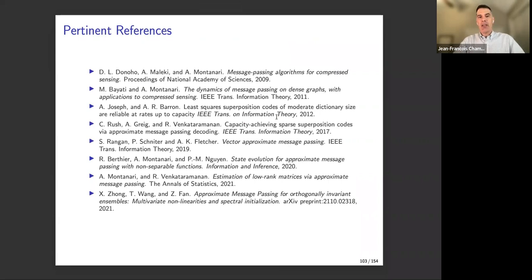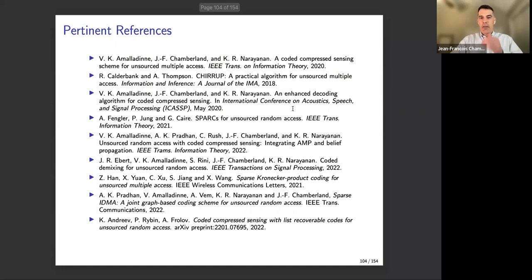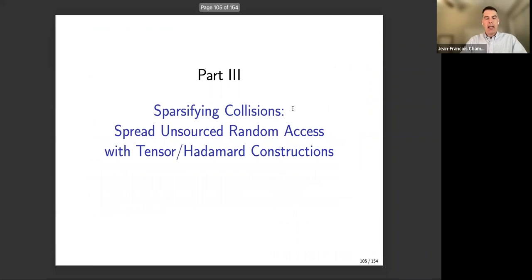Here are some of the many references that have to do with approximate message passing. And here are some of the references that have to do with data fragmentation. And I will pause for questions, because after that, we're going into the last construction of schemes for unsourced random access.